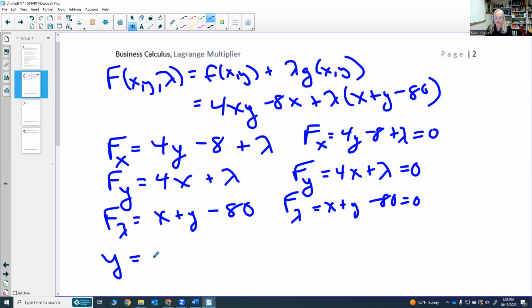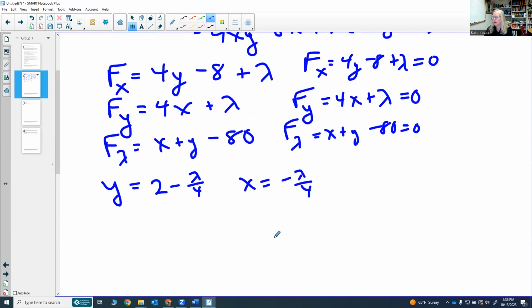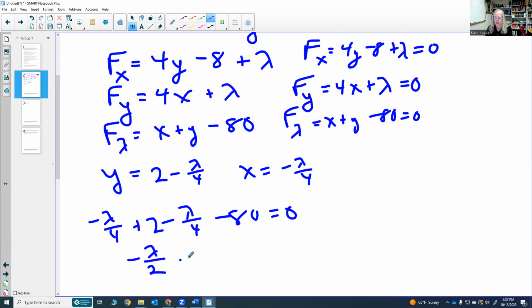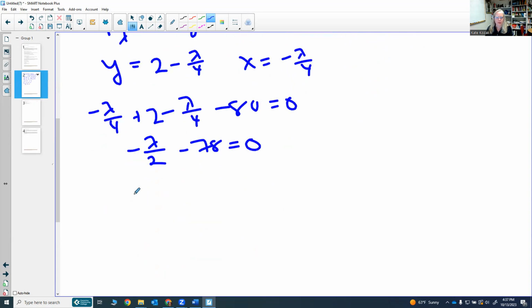y is equal to 2 minus lambda over 4 when you solve the first equation for y. Solve the second equation for x, and you get x is equal to minus lambda over 4. Now substitute those two into the third equation. So you have minus lambda over 4 plus 2 minus lambda over 4 minus 80 equals 0. That simplifies to minus lambda over 2 minus 78 equals 0. So minus lambda over 2 is equal to 78.